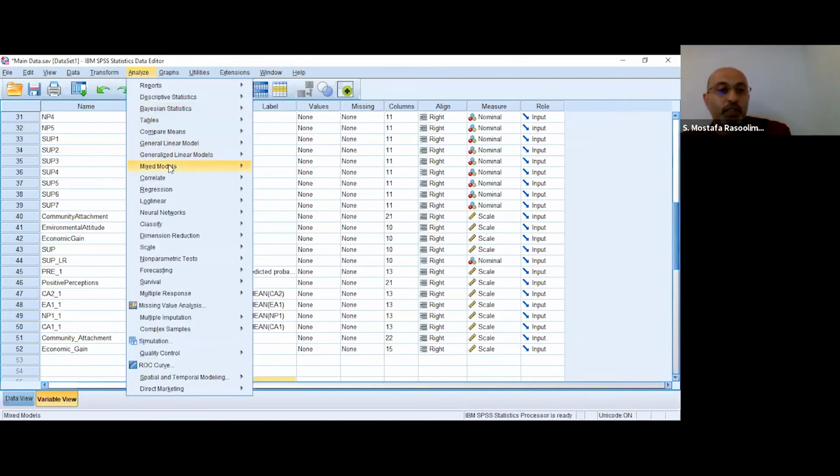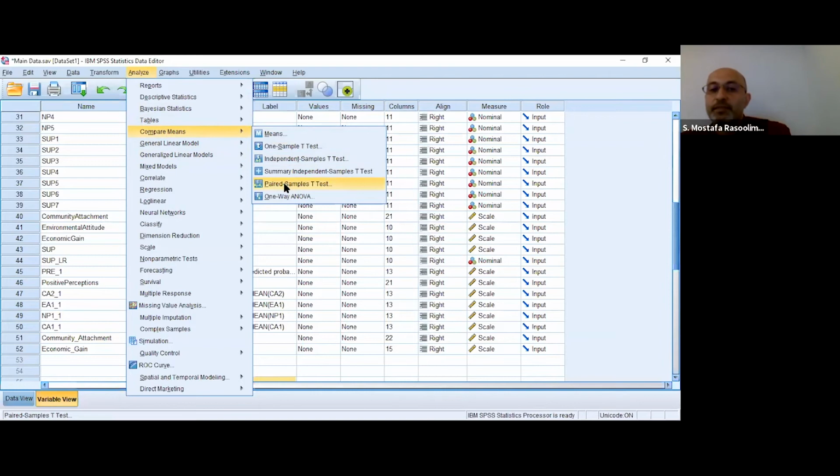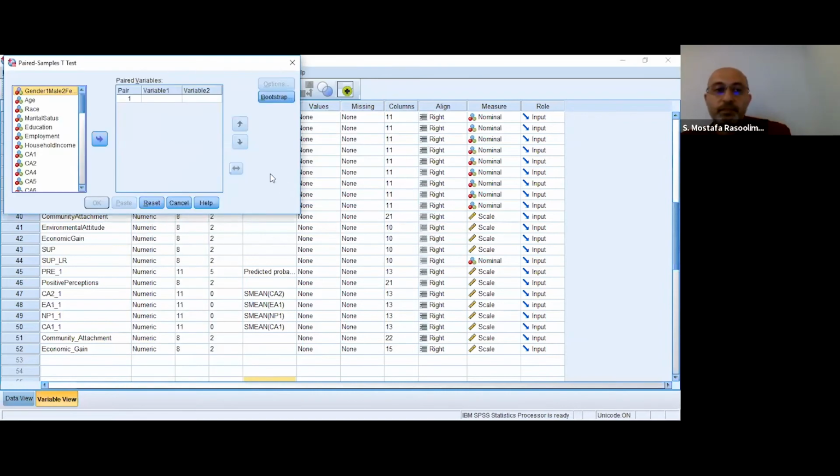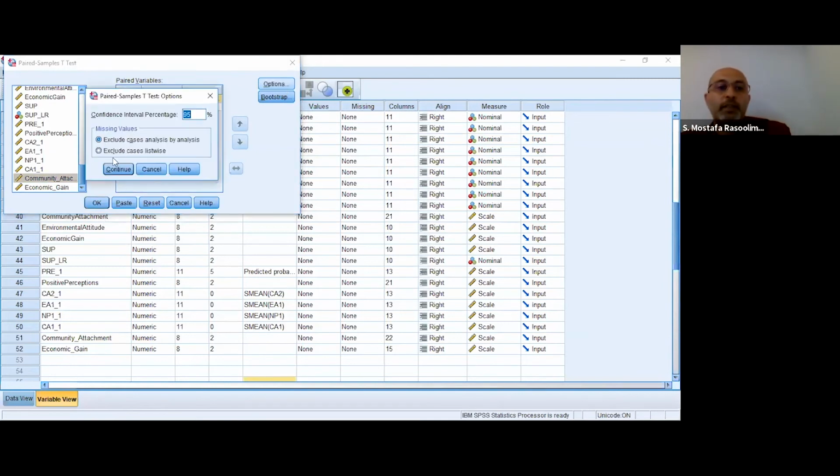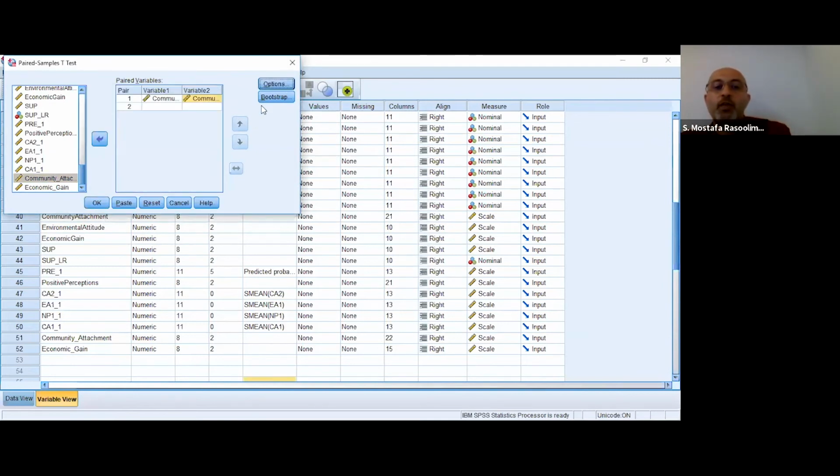So again, for this one, we need to go to Analyze, Compare Means, Paired Samples t-test. Here we have two variables, community attachment 1 as the first pair and community attachment 2. Options are just for missing values. Bootstrap. Okay, now it's good to explain bootstrap.